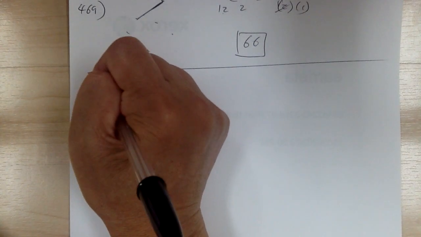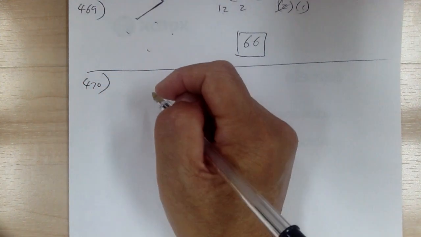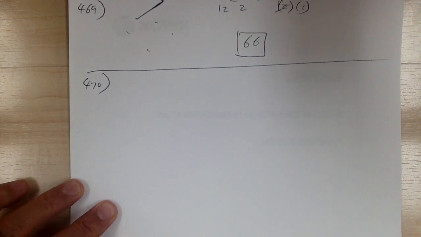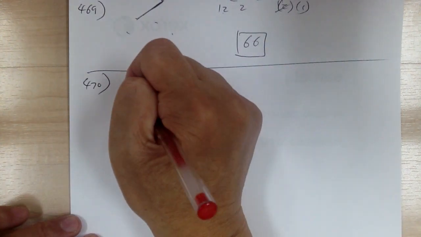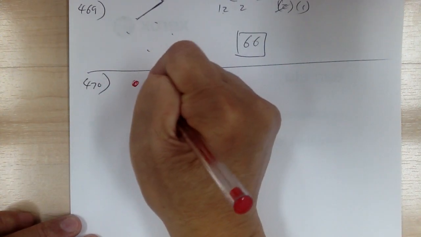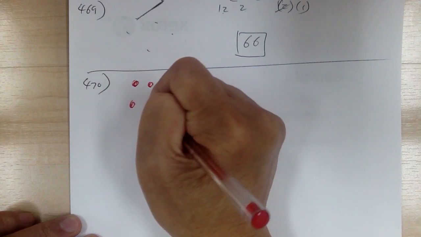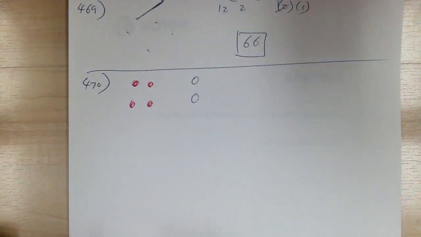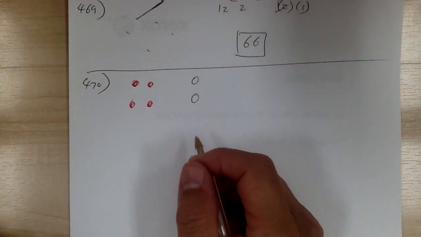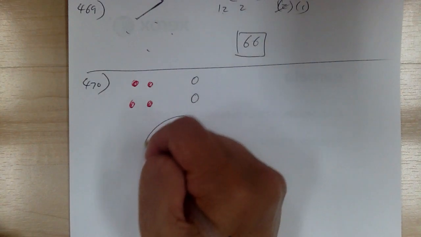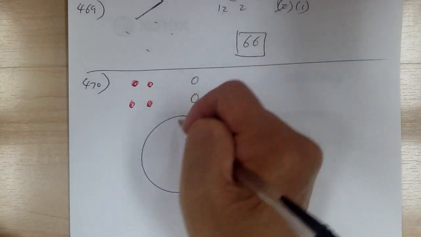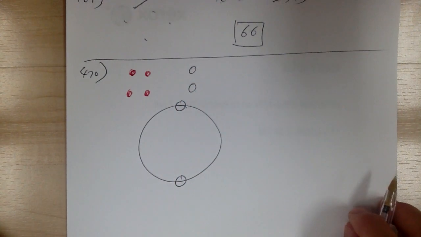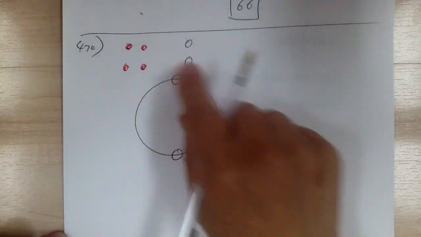Okay, number 470. There are 4 red chips, and I'm going to use this to indicate red chips. And there are 2 white chips, and they are in a circle. How many ways can you arrange these? So in a circle, I'm going to put these in here first, and then the point becomes to place the 4 red ones.